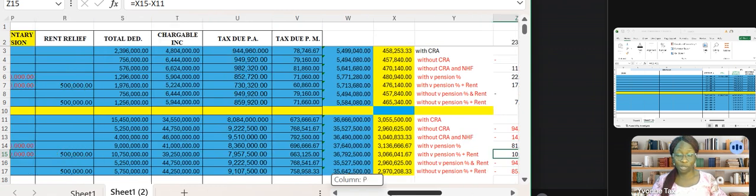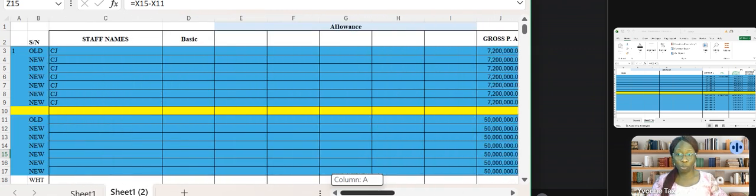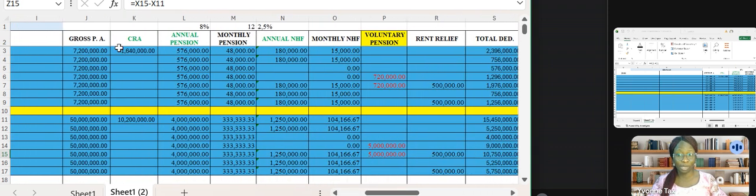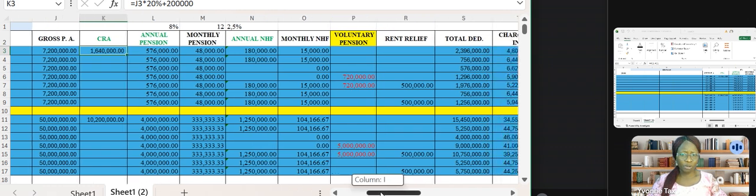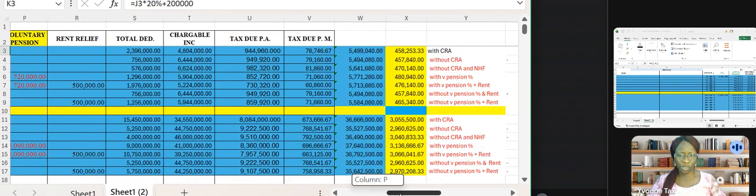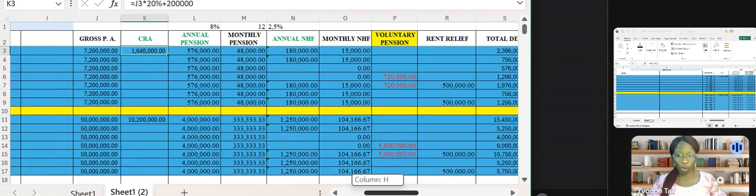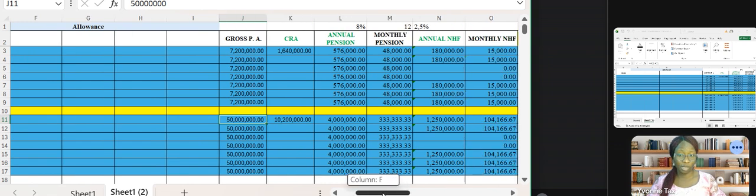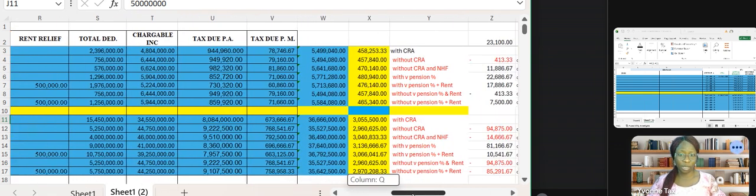As you can see on my screen, row 3, which I'm showing here, is the only row that has CRA, which is 1.4, using 20% of gross plus 200,000, whichever is higher. But with the removal of the first 800,000, which is from row 4 all the way to 9, I did a take-home for a gross annual pay of 50 million for the high net worth individuals, HNIs. That is where the impact is, in terms of the higher you earn, the higher you pay.